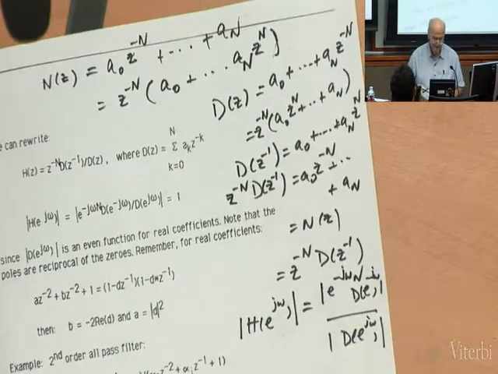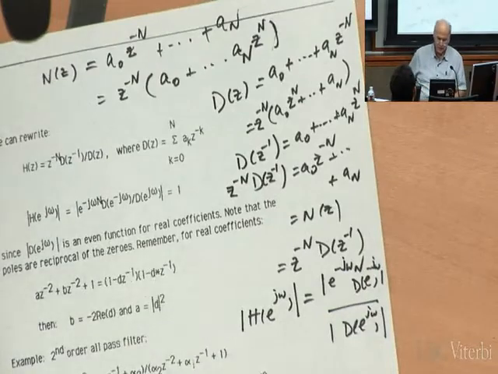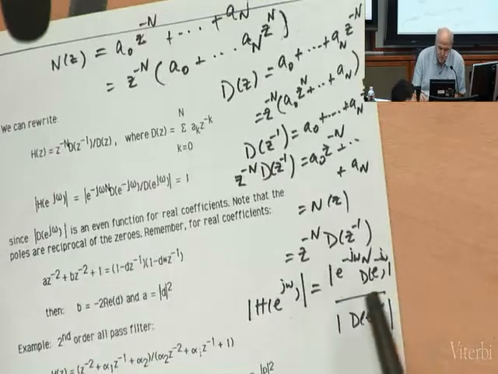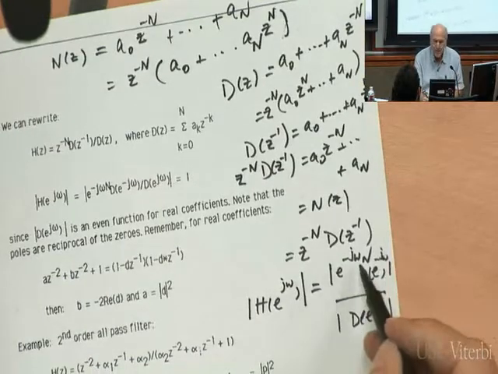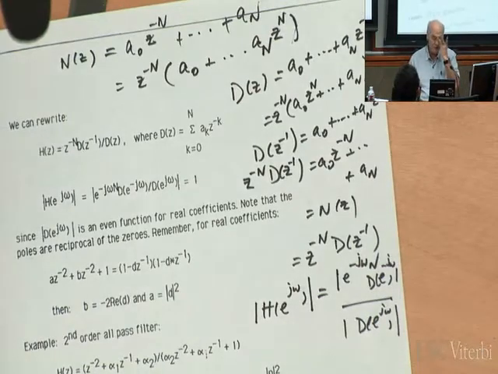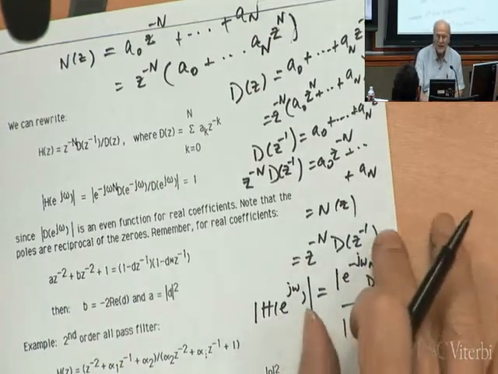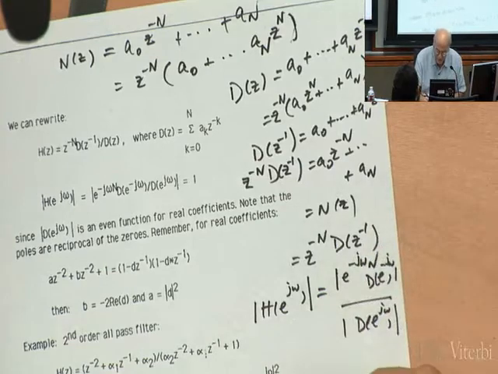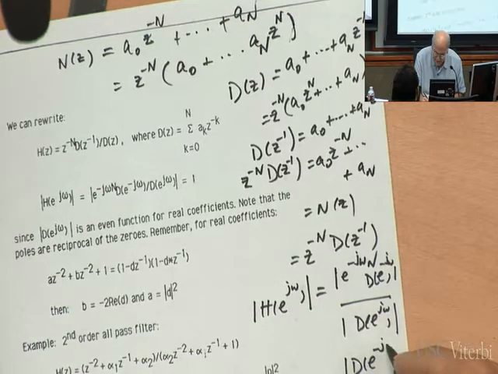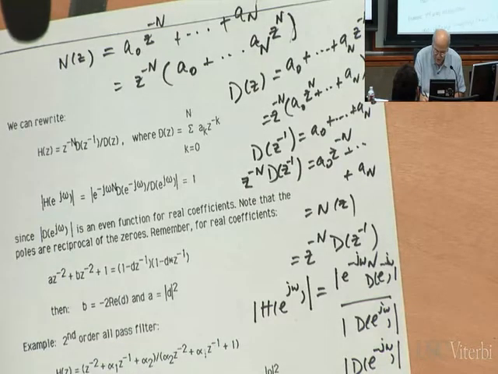Okay, you see that? And again, I'm just repeating what I've written down here. But guess what? Look at the numerator. This is the magnitude of e^{-jωn} times D(e^{-jω}). Well, one thing you can do is get rid of the magnitude of e^{-jωn}, which is 1, so you can write this as the magnitude of D(e^{-jω}) divided by the magnitude of D(e^{jω}).